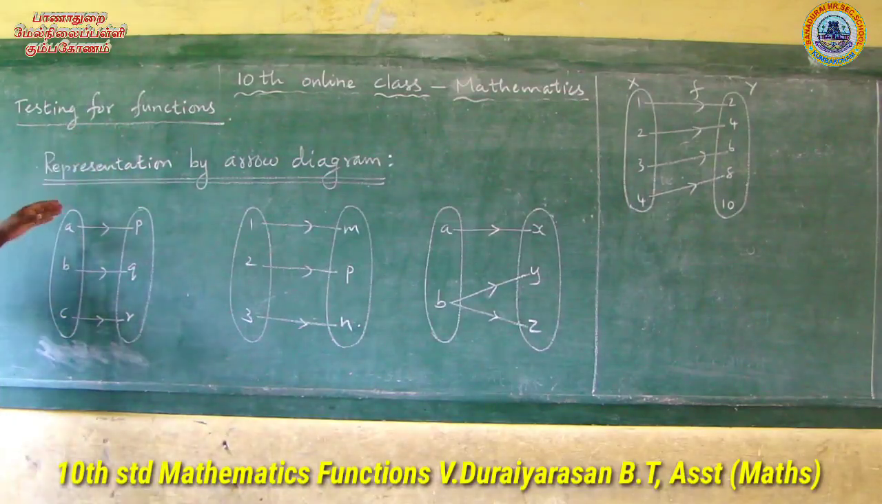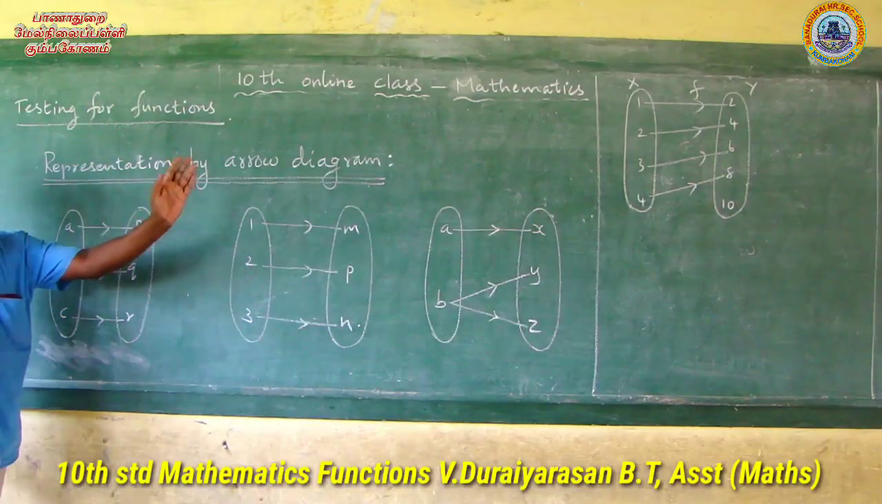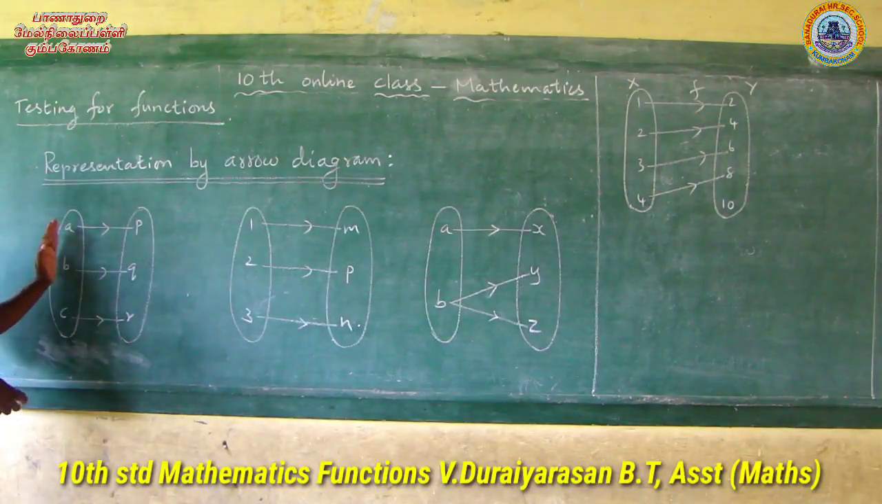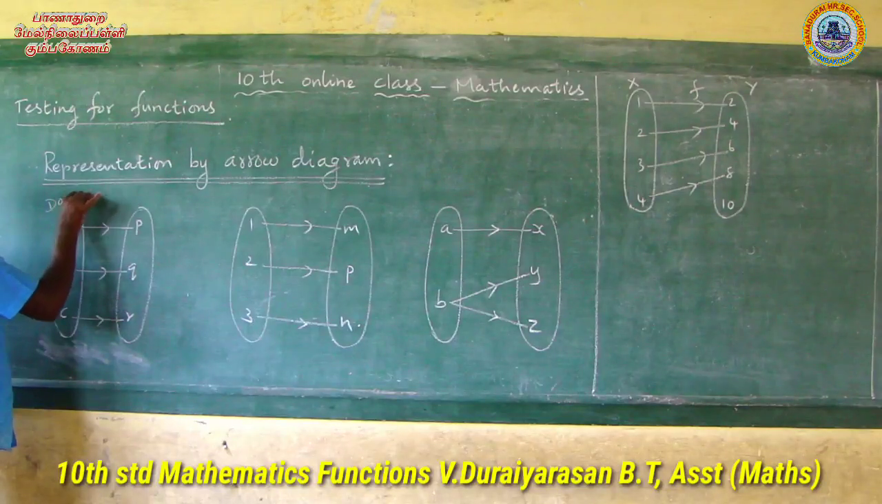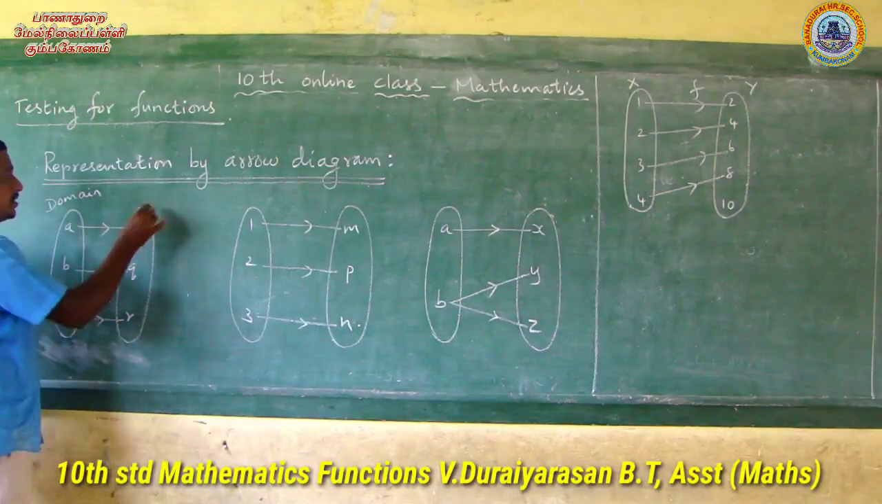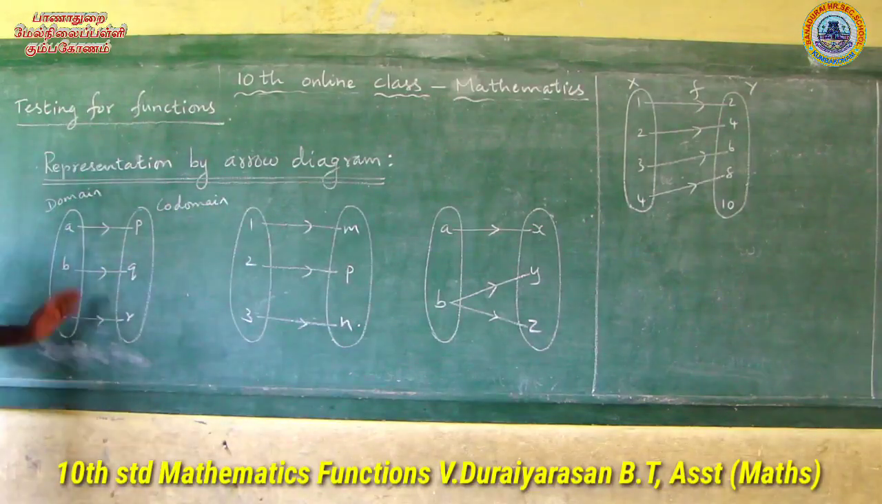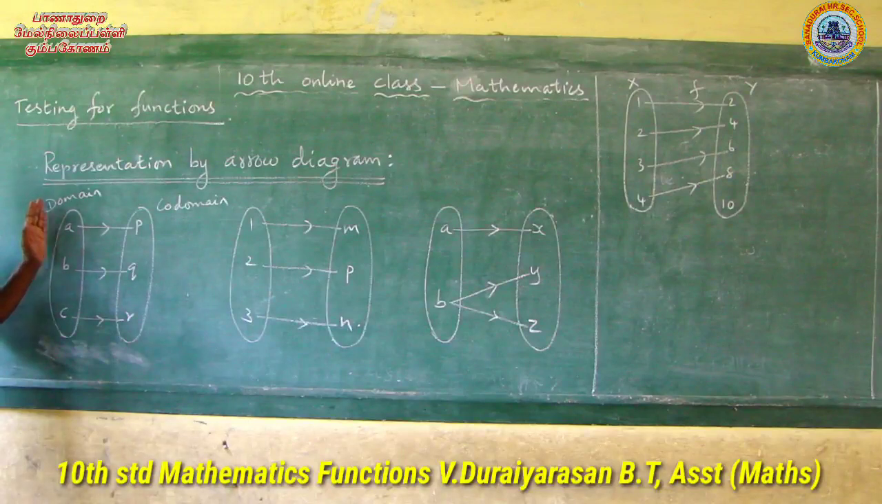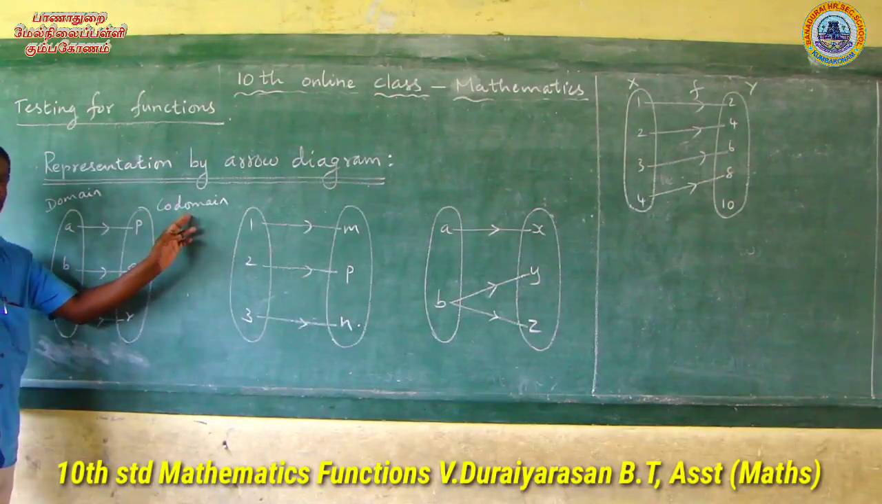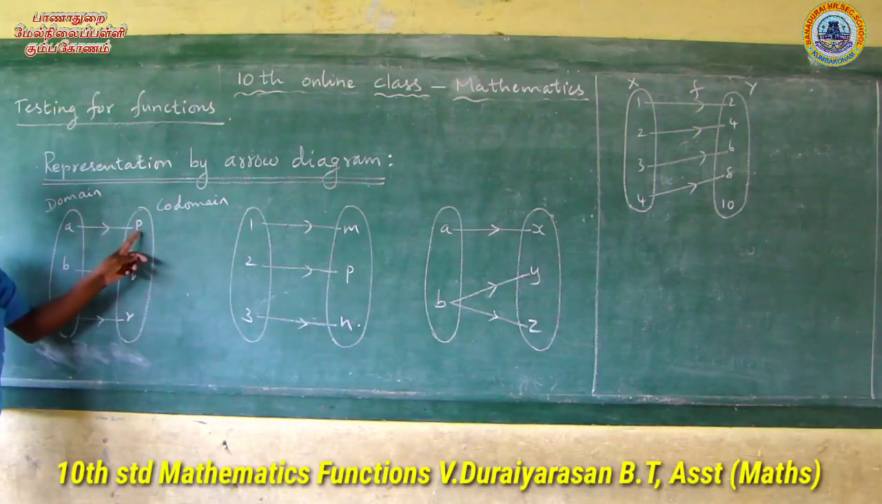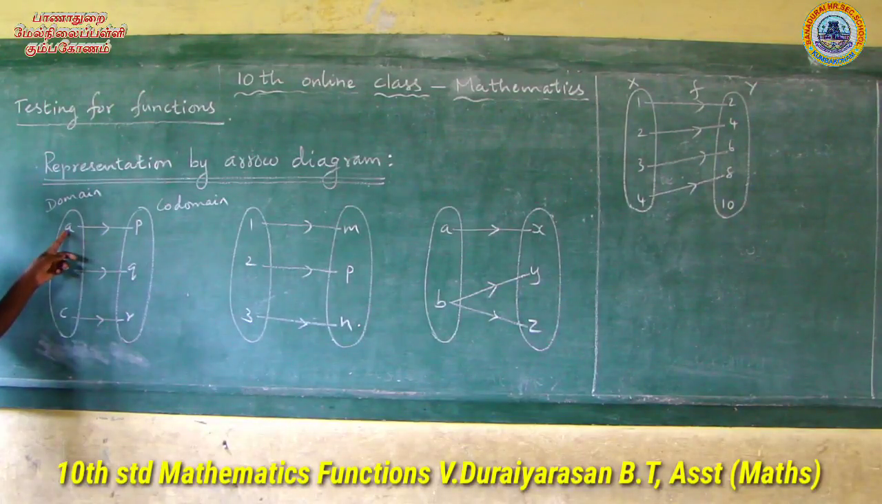So, testing for function. Representation by arrow diagram. What is this? This is an arrow diagram. This is the domain. This is the codomain. The elements are connected by arrows: the element A has an arrow to P, B to Q, C to R.